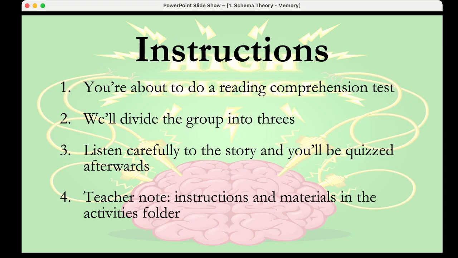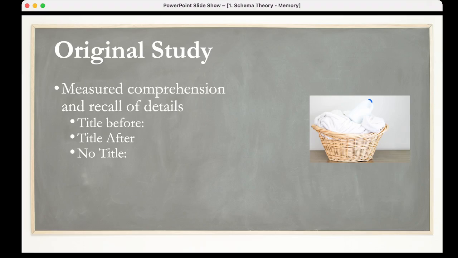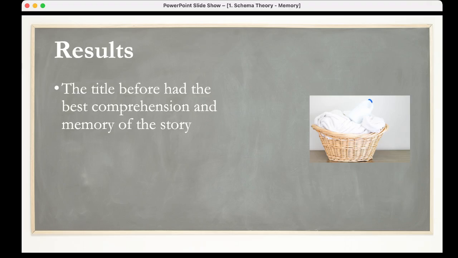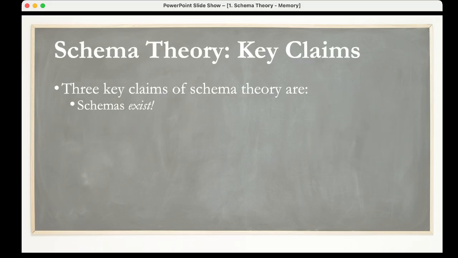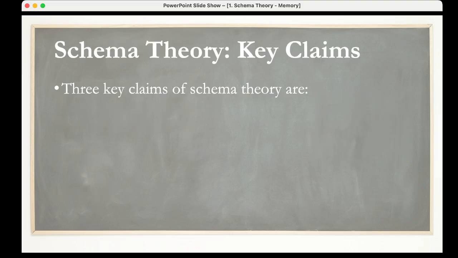Now, instead of putting it all up here on the slides, you'll need to download these off the activities folder, because it's easy to distribute the pieces of paper for the students to write down their answers, their comprehension, and what they remembered about the story. Right, we watched the clip on schema theory, and then a quick chalk talk of the original study. So 3 conditions, really simple. If they heard the title before, they had the best comprehension of the story. And why? It's because of schema, right? Because they could mentally picture washing clothes, and they could connect the new information to that mental image.